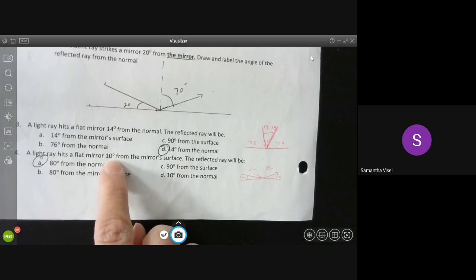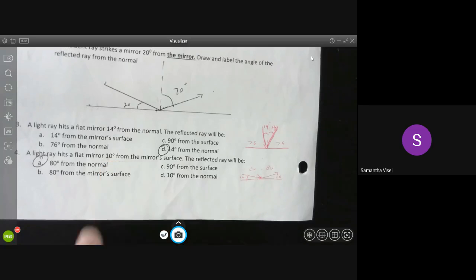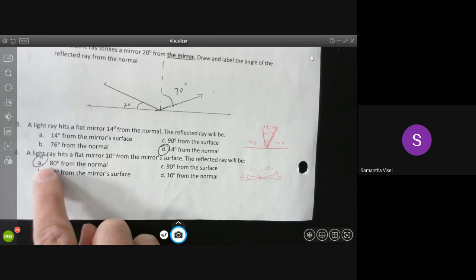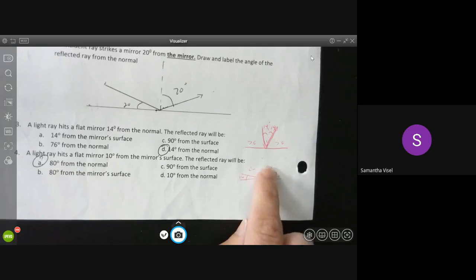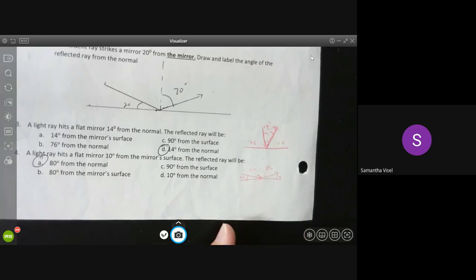90 minus 10 leaves me with 80 left over. So now I can look for, well, what would the answer be then relative to that normal? So here is our answer, 80 degrees from the normal line, since I do not have the option of 10 from the mirror surface, which would be the correct answer following the law of reflection with these choices.